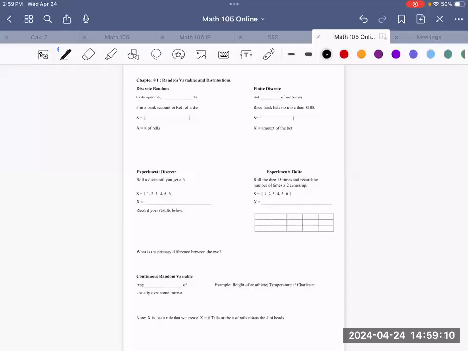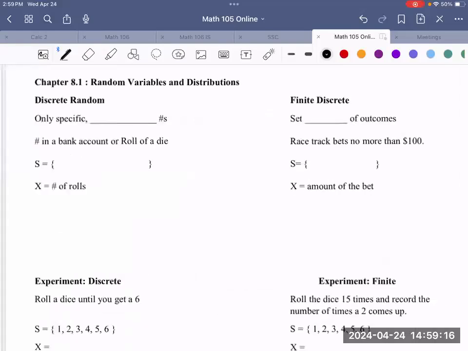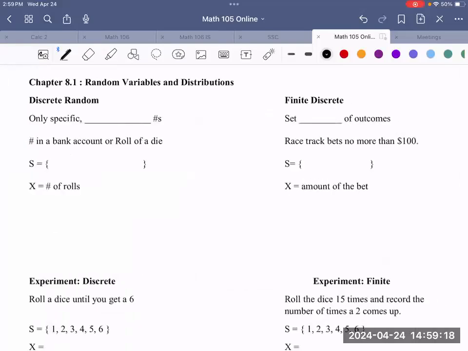Welcome to chapter 8.1, where we talk about random variables and distributions. In this chapter, we're starting to get into our statistics-based information. Now we have a few variables that you're going to be seeing often that are going to pop up. Based on what the variable is, it's going to have a different way to calculate your probability.